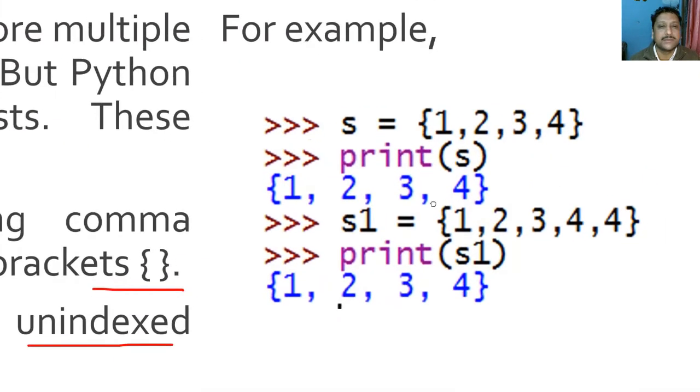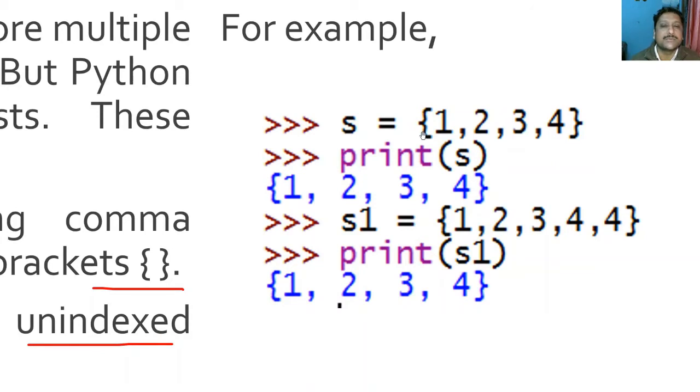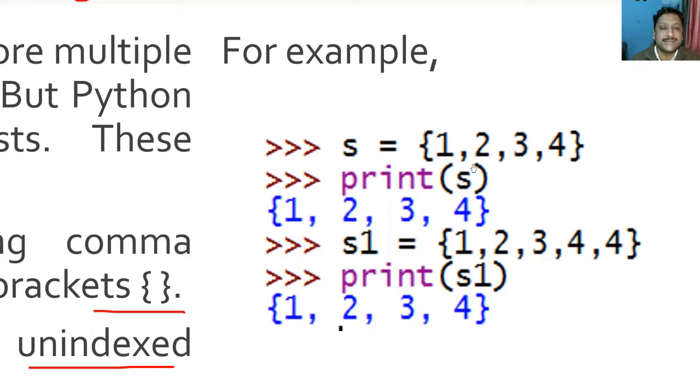We have created s equals to, within curly braces, 1 2 3 4 1 2 3 4. This s will become a set, and we have displayed it: 1 2 3 4. Then s1 equals to 1 2 3 4 4. We have given 4 two times. Here is a mistyping, so only 3 4 5 you can give here, or up to 4 you can give. Print s1, then 1 2 3 4 is displayed.